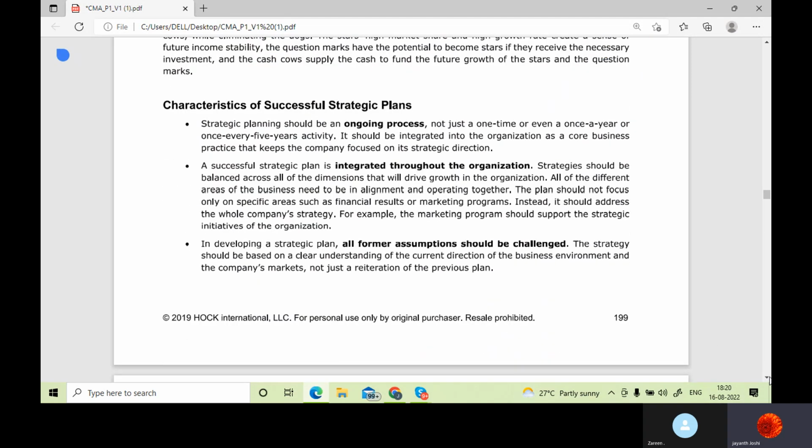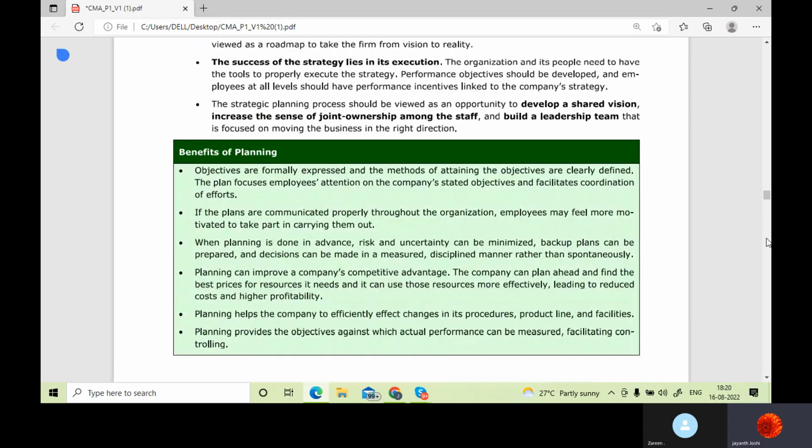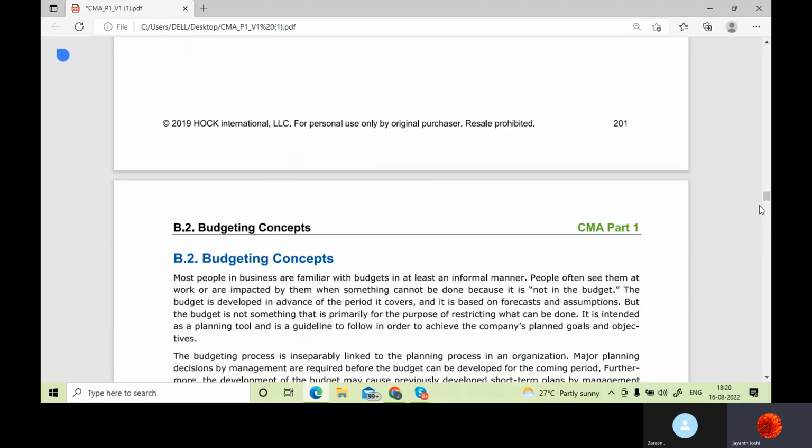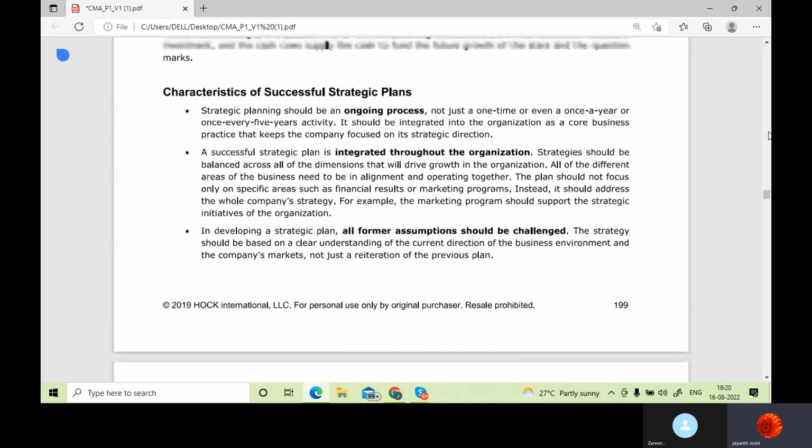We want both things high, not on the lower side. Let's continue and wind up the chapter.